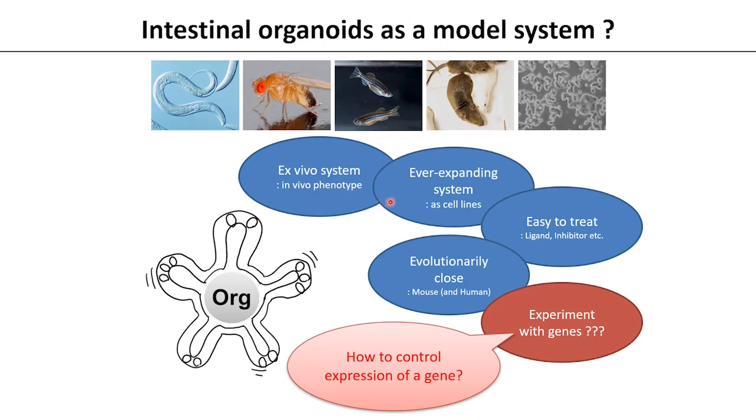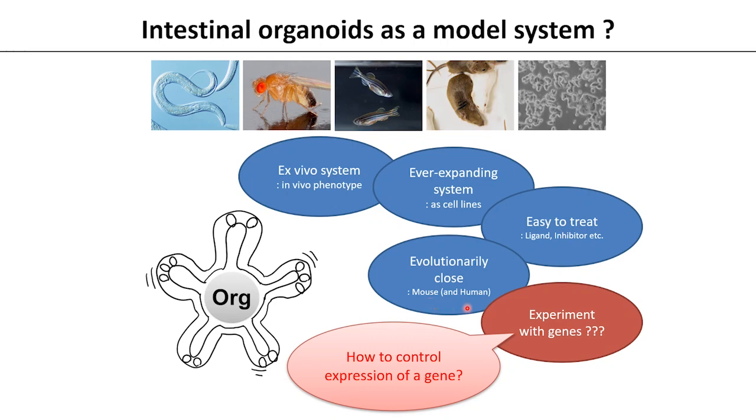They are an ever-expanding system as if they are cell lines, so you can start cultures from mouse tissue or from human tissue. You can also cryopreserve them whenever you would like. It is also easy to treat them with ligands and inhibitors. They are evolutionarily very close, so you can work with the mouse, or you can even do a human experiment in a dish.